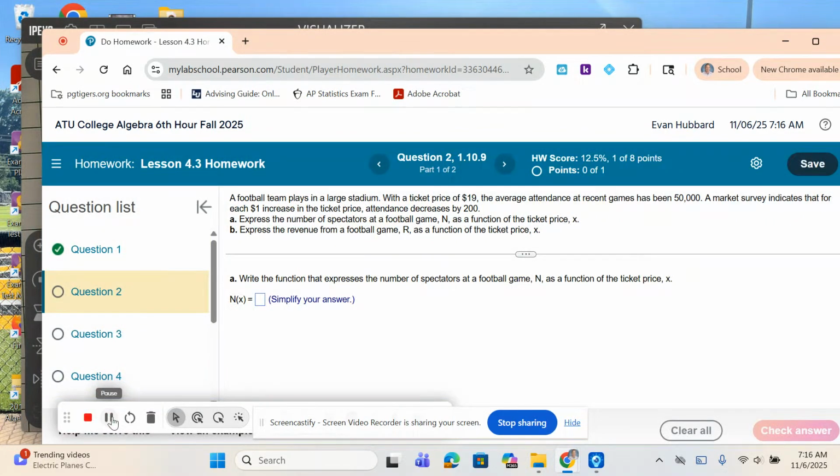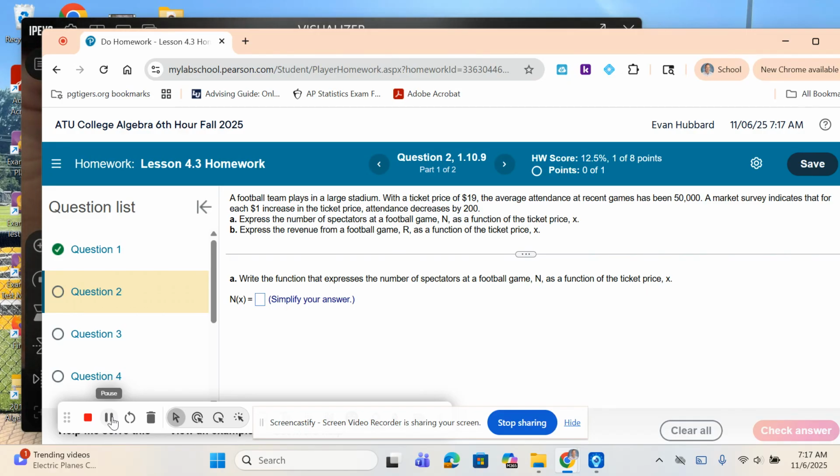Two, a football team plays in a large stadium with a ticket price of $19. The average attendance has been 50,000. So ticket price of $19. Taking some notes here. Ticket price of $19. I can't see this. The attendance is 50,000.